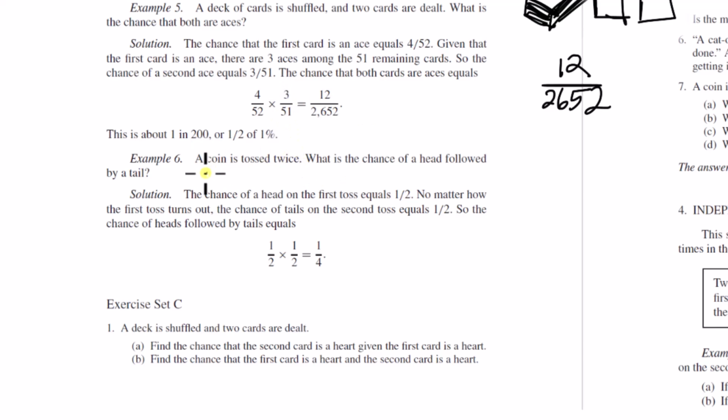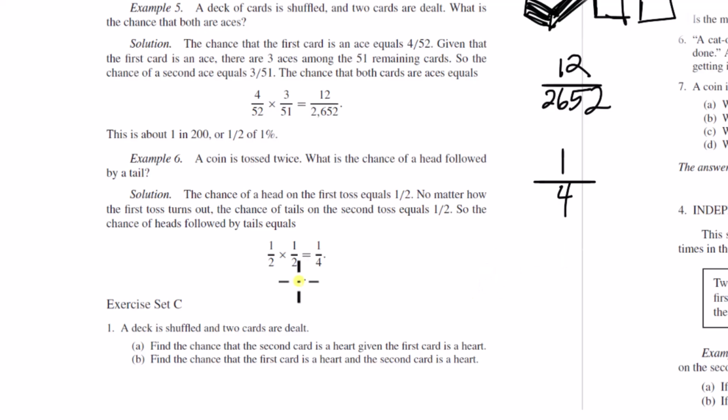Okay, now this next example says a coin is tossed twice. What is the chance of a head followed by a tail? So again, what's the total number of outcomes here? You're flipping a coin twice. That's a permutation with repetition problem. That's 2 squared, 4. You can get a head or a tail with repetition, so there's 2 outcomes here, 2 outcomes here. Okay, now what's the total number of successful outcomes? Well, there's only one way to get a head followed by a tail. And there you go.